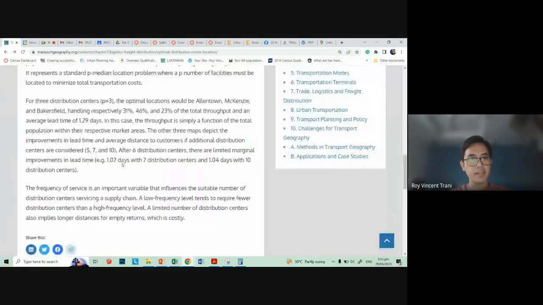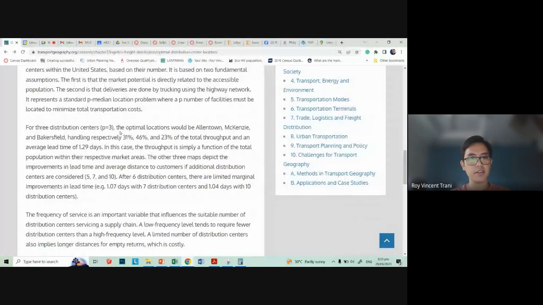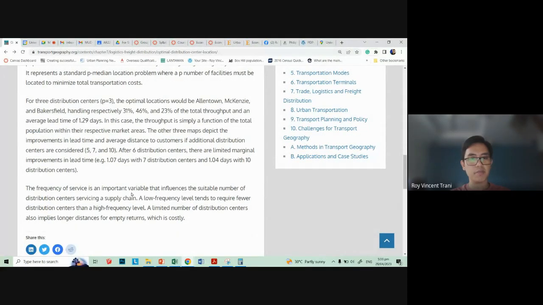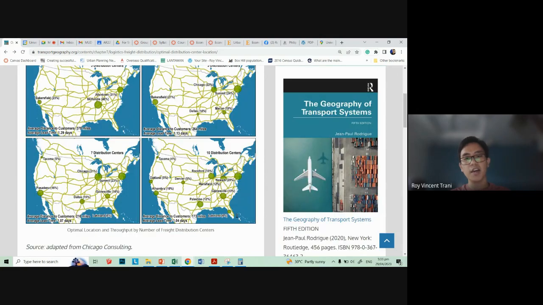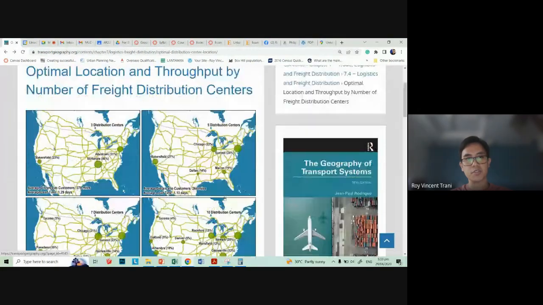And then here, for the 3 distribution centers, the optimal locations would be shown. Lead time is reduced. So the frequency of a service is an important variable that influences the suitable number of distribution centers servicing a supply chain. A low frequency level tends to require fewer distribution centers than a high frequency sort of business. A limited number of distribution centers also implies longer distances for empty returns, which is costly. So basically, more distribution centers means reduced transportation costs.